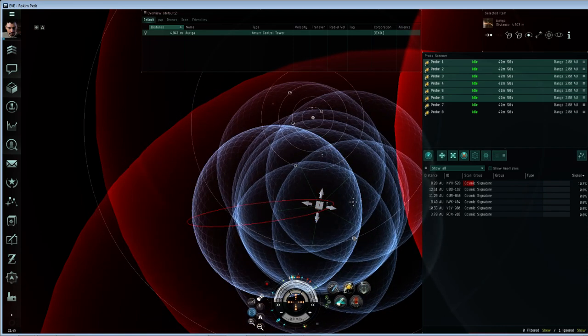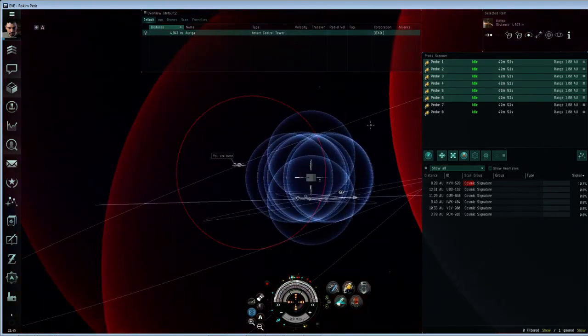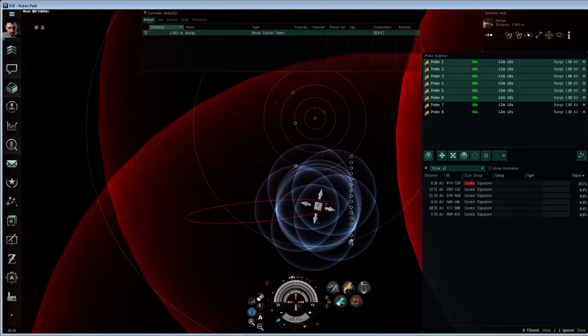So armed with that knowledge, I would bring my probes over to it, drop a resolution, and as you can see, that's right on top of it.